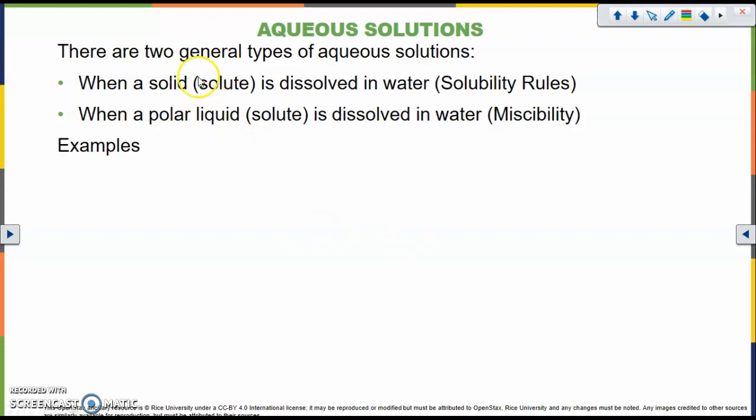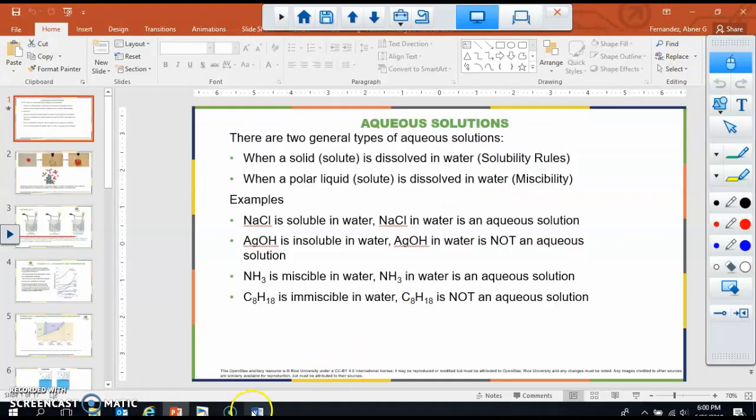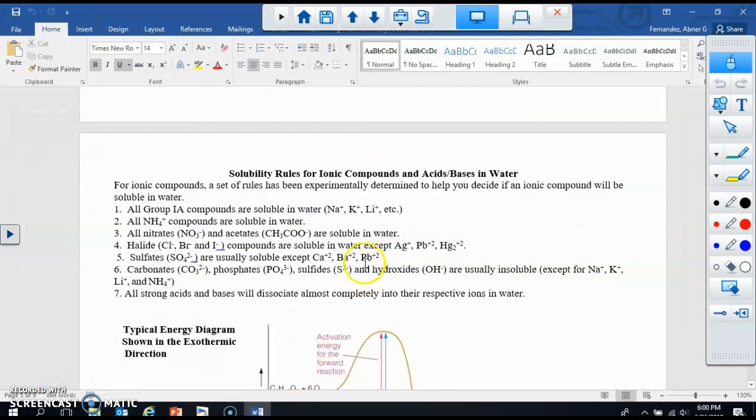That is when a solid, which is called the solute, is dissolved in water. And the solid has to be an ionic compound, and if it's an ionic compound, that solid must follow solubility rules. I'm just going to exit this very quickly and show you where those solubility rules are again. It's on page 7 of your exam reference sheet. In order for an ionic solid to be soluble in water, it has to follow this rule. So anything that has sodium, potassium, and lithium in front is soluble in water. Halides are normally soluble, so sodium chloride, sodium bromide, but if the positive ion is silver, lead, or mercury, then that ionic compound is not soluble in water.